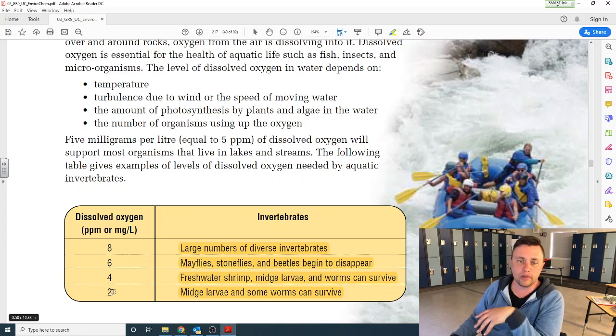So oxygen is a really important piece, and that's why that lake, like Swan Lake, will have that oxygen pump so that it can get up here, because then it has lots of invertebrates, which allows for those big fish to be caught in that lake.